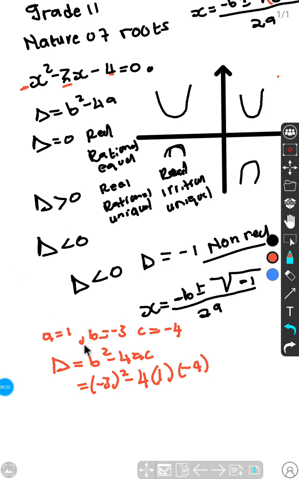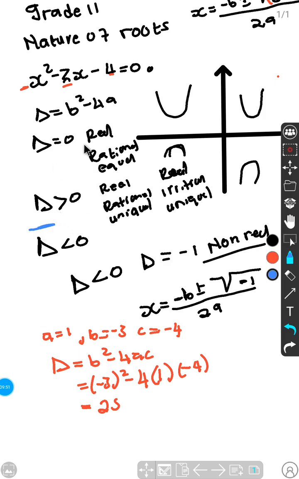Let's put this on a calculator and see what we are going to find. We're going to say open bracket -3 squared minus 4 times 1 times -4. So our answer, we got 25.